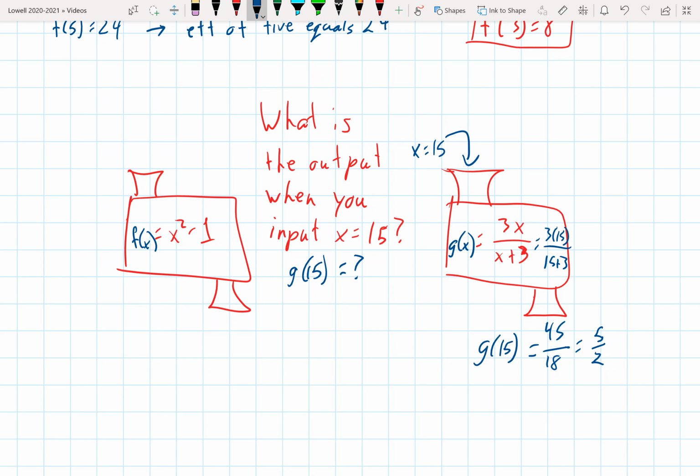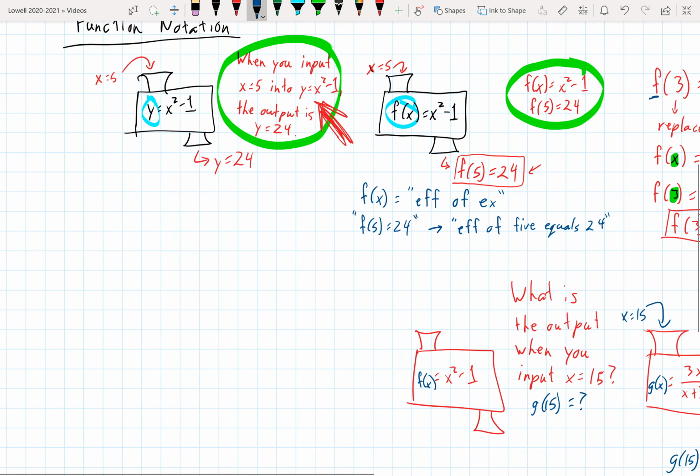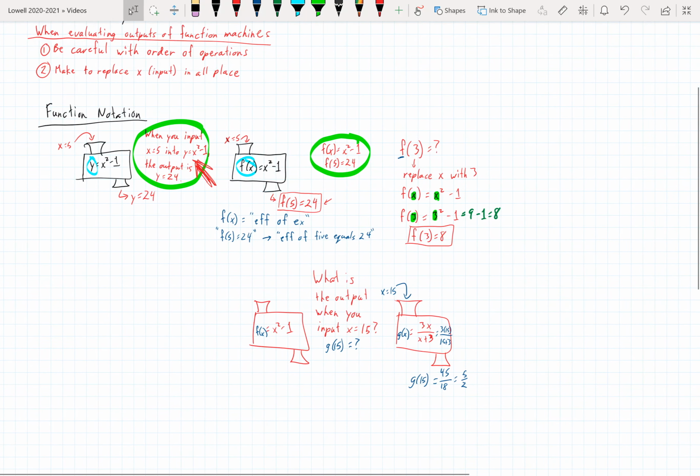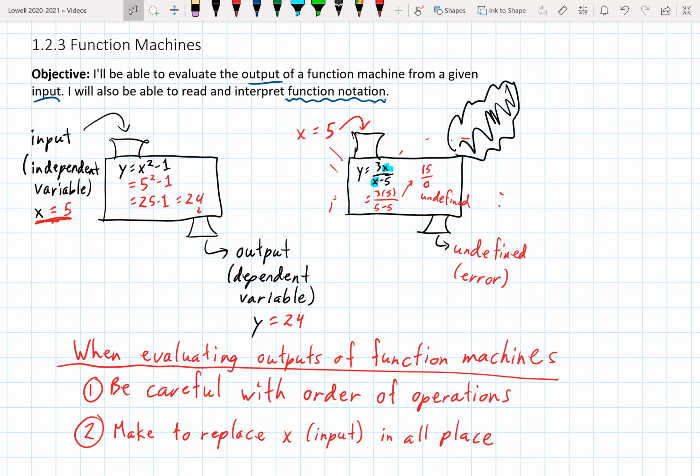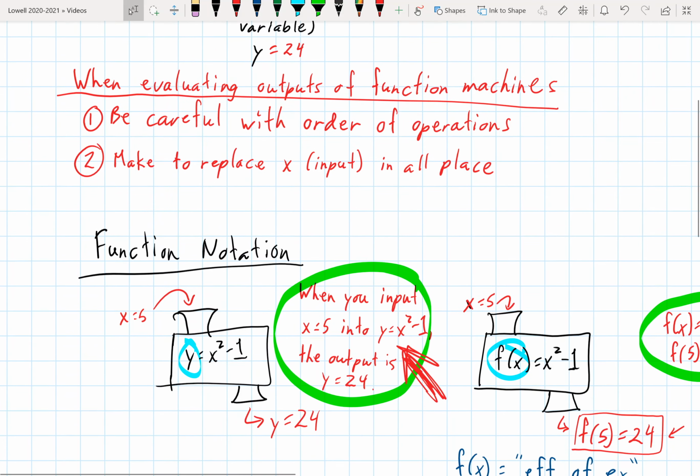Okay, so hopefully this wasn't too tricky. I think at the beginning, you might have had already a pretty good hold on that, but I do think function notation throws people off, at least at first.